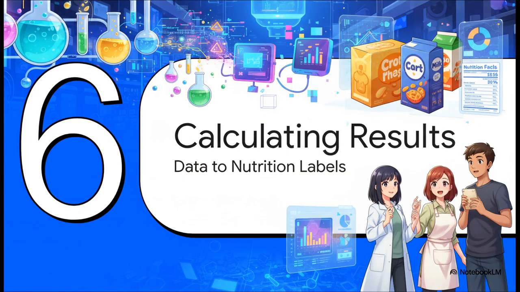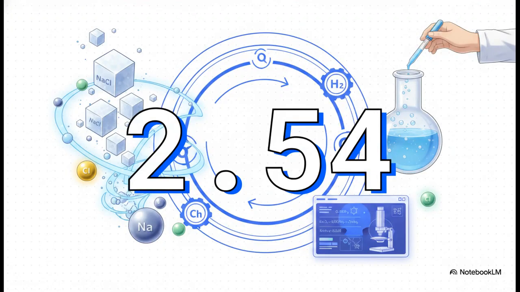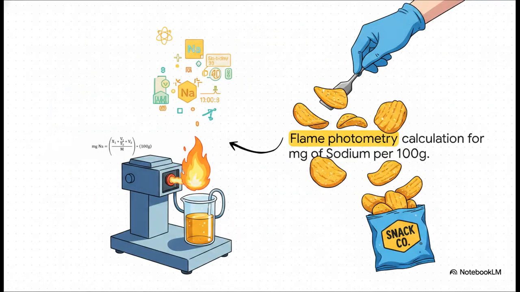Finally, we reach Section 6, calculating final results, turning raw data into the nutrition labels you actually read. Okay, listen closely, because if you take away just one number from this entire explainer today, make it 2.54. This is absolutely crucial. It's our atomic ratio factor. See, because the atomic mass of salt is 58.44, and the atomic mass of sodium alone is 22.99. Dividing them gives us roughly 2.54. So we simply multiply our raw sodium content by this exact number to convert it into the equivalent salt content for labeling.